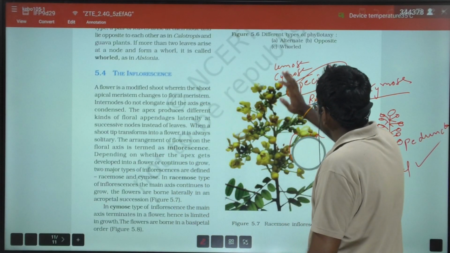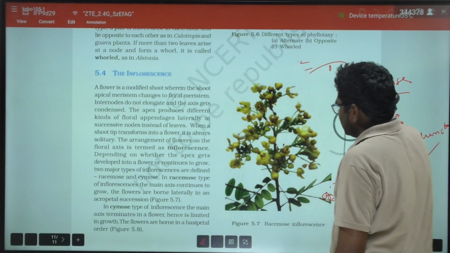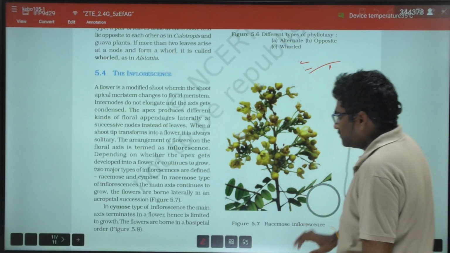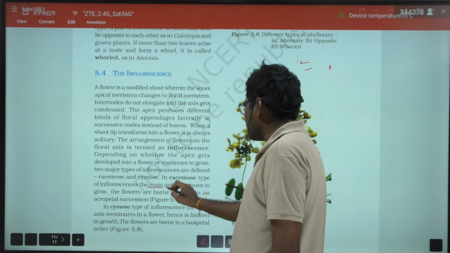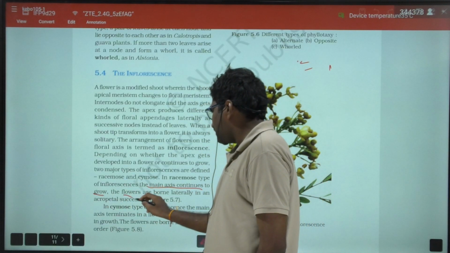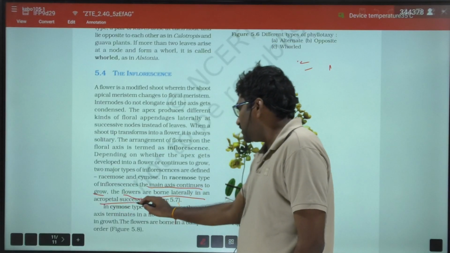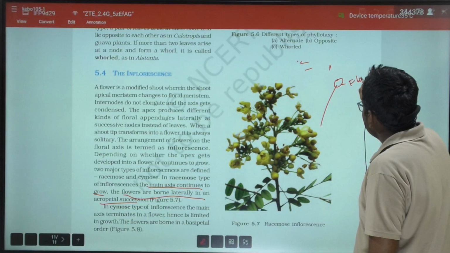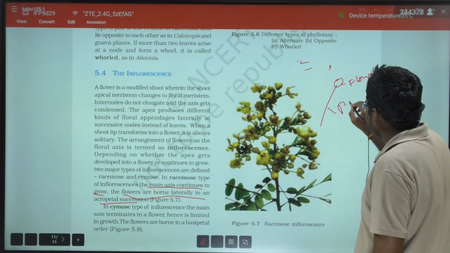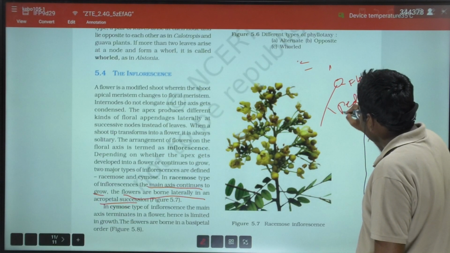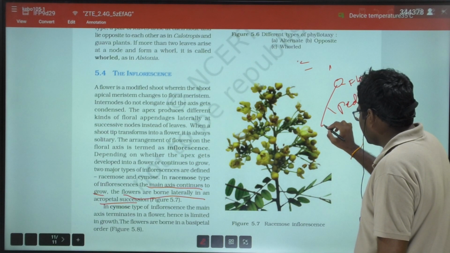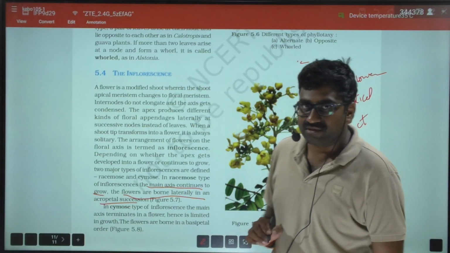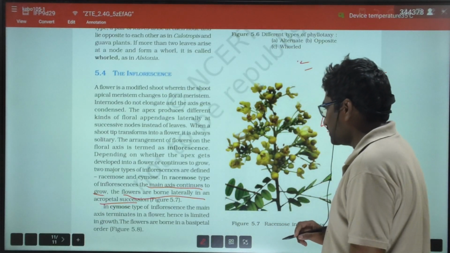The diagram here, Cassia, shows racemose inflorescence, right? So here in racemose type of inflorescence, the main axis continues to grow and the flowers are born laterally in acropetal succession. So this is a flower, this is a pedicel. Pedicel is also called stalk, and this is a bract. Some flowers do not possess a pedicel. Those flowers are known as sessile flowers.